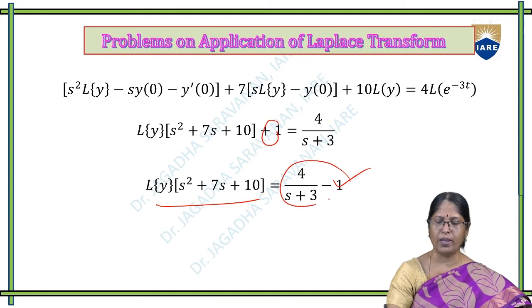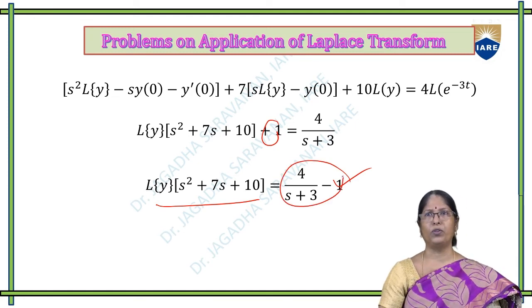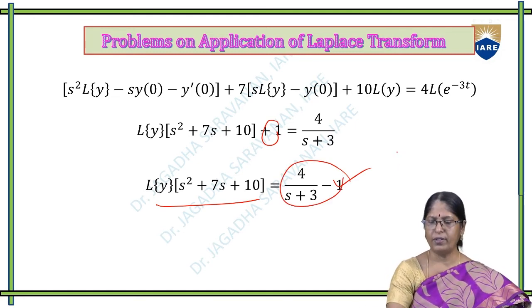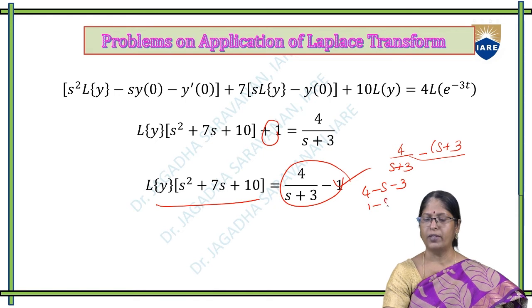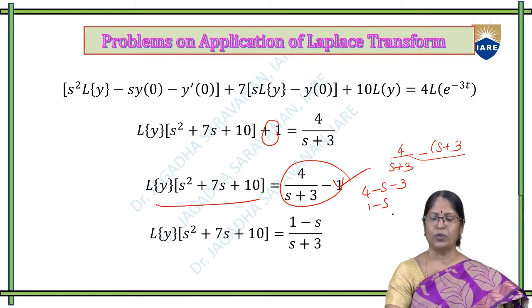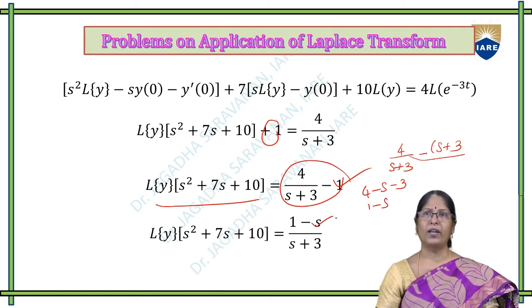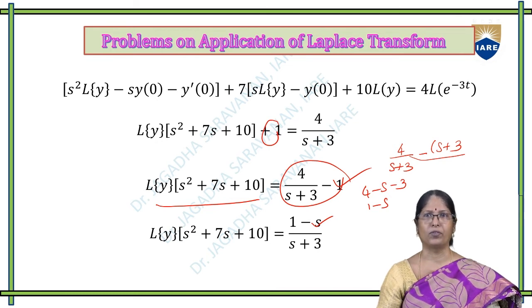Now the right hand side is to be solved. So the right hand side is 4 by s plus 3 minus 1. We are taking the common LCM, so it is becoming 4 minus s minus 3. It is nothing but 1 minus s. So it is written here as 1 minus s by s plus 3.